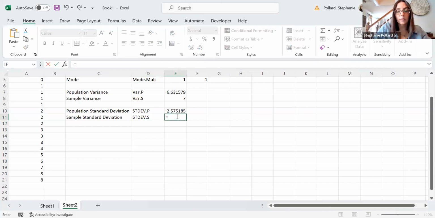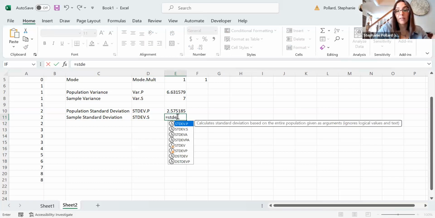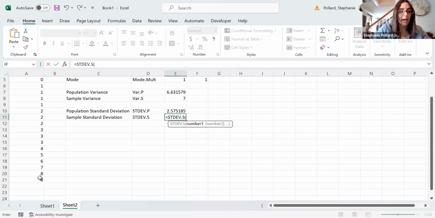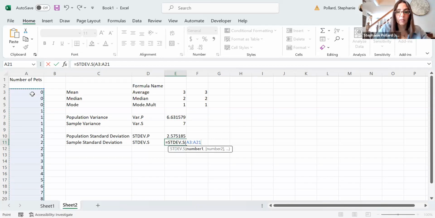I'm going to hit equals. I'm going to start typing in standard deviation this time. And again, I want the .S for sample. And I'm going to highlight that data set. And then when I have it all correctly highlighted, I'm going to hit enter.